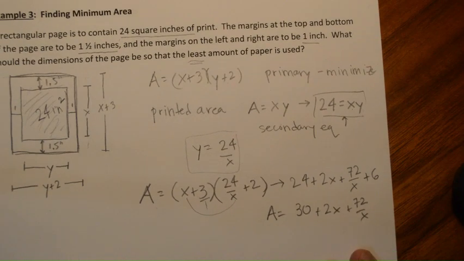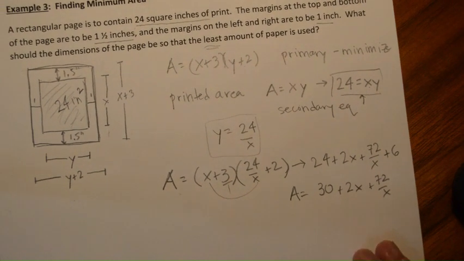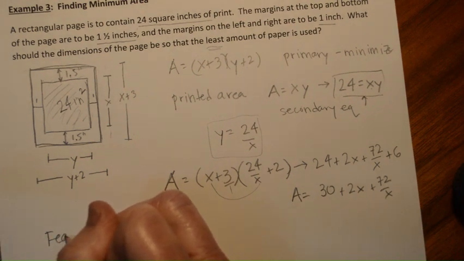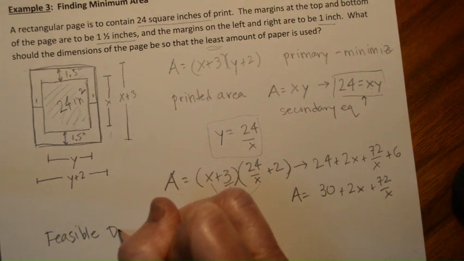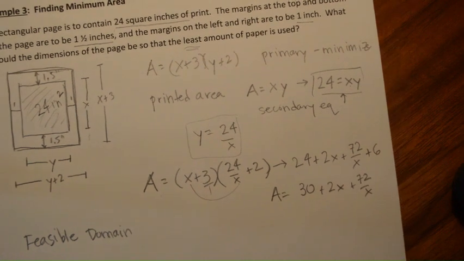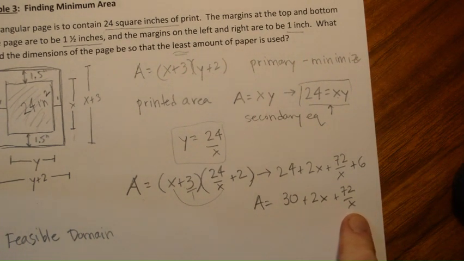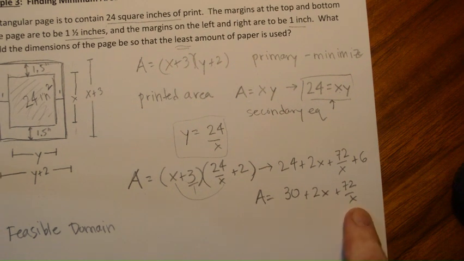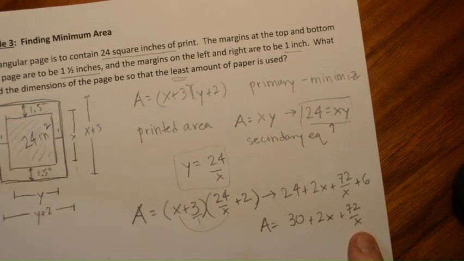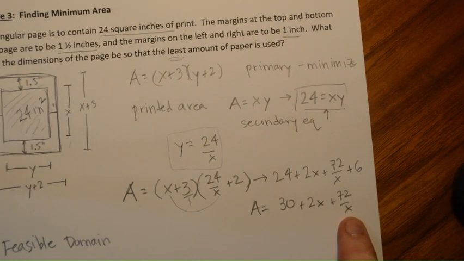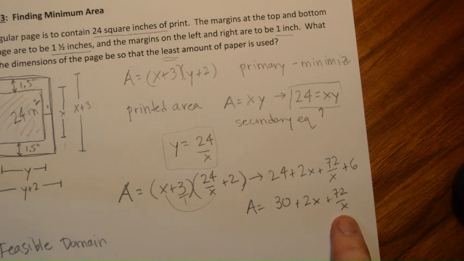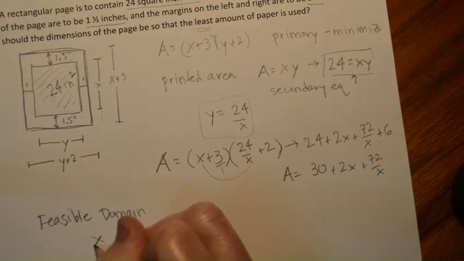Okay, this is the spot where we have to talk about the feasible domain. And again, if this were not a word problem, we would just say that the domain of this was all real numbers except x equals 0. But because this x is representing a length, it doesn't make sense to put in any negative values either. Right, so we definitely cannot use 0. We definitely cannot use negative numbers. And then the question would be, is there a maximum? So at least we want to say that x has to be greater than 0.